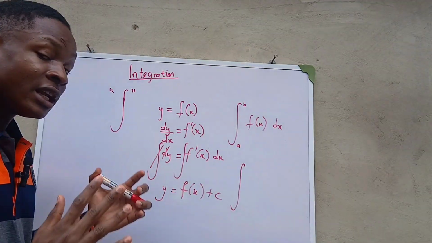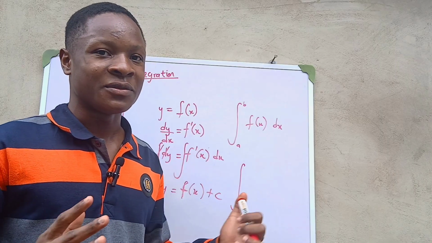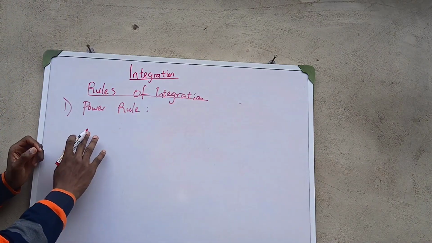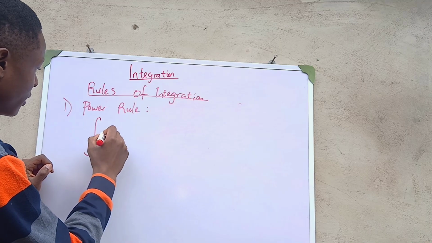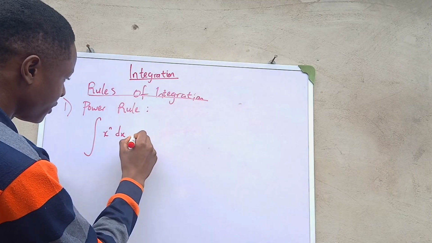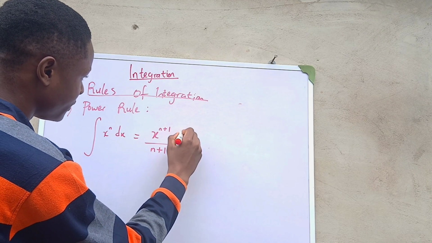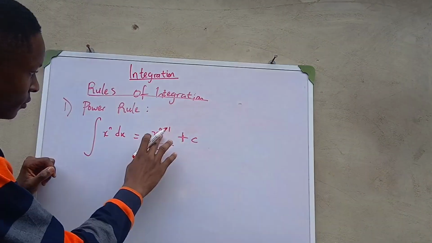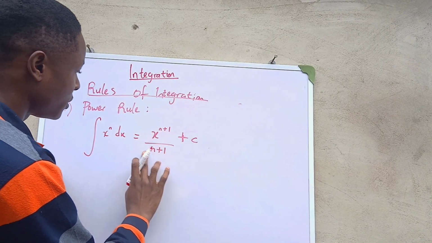So now let's go into the rules of integration. As we had the rules of differentiation, we also have the rules of integration. Power rule also goes for integration. So if we want to integrate a function with a power, say x raised to power n dx, integrating it, you are going to have x raised to power n plus 1 all over n plus 1 plus c. We should always add our plus c. C means the constant.